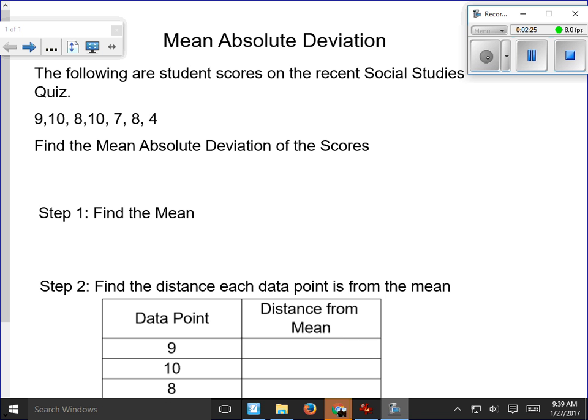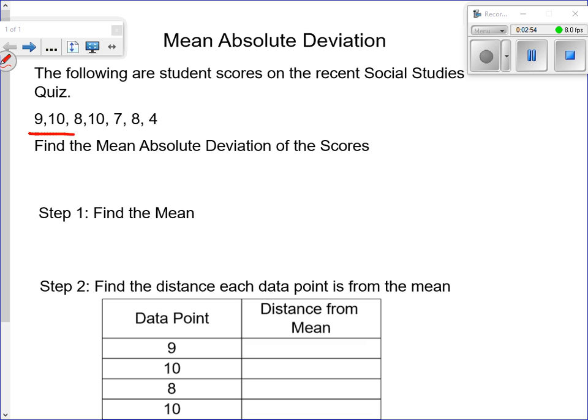Watch. 3 steps to finding it. So I suggest you write these 3 steps down. You too. I don't want to run into the same situation we ran into yesterday. Okay? Step number 1. Find the mean of the data.